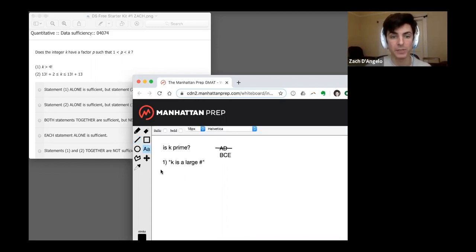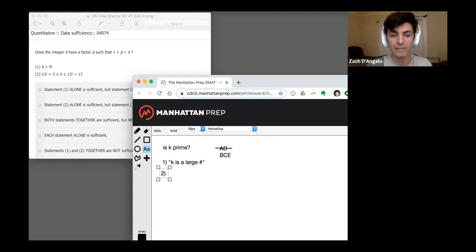And then statement 2 is much more complicated. K is in between 13 factorial plus 2 and 13 factorial plus 13. Okay, so what's occurring to me is that gives us a range of values that k could be. On the low end, 13 factorial plus 2, all the way up to that other value. And it has to be an integer. So it's either 13 factorial plus 2, 13 factorial plus 3, etc. And I want to figure out whether or not it's prime, or whether or not I can pull a factor out.